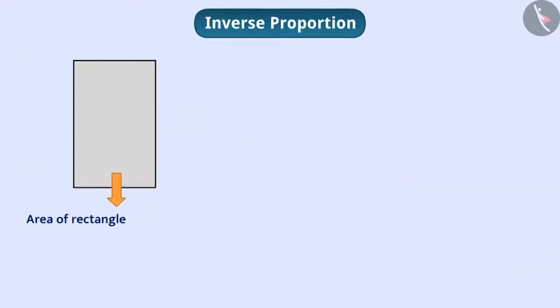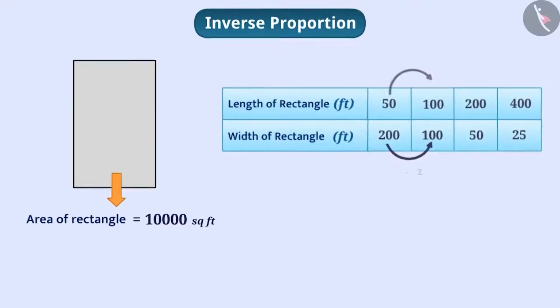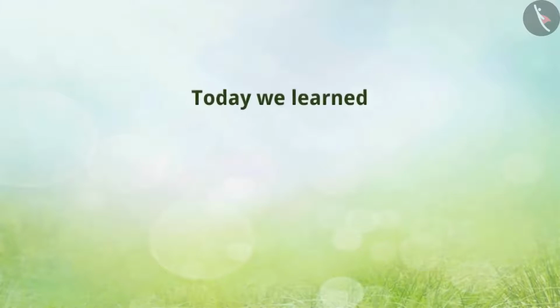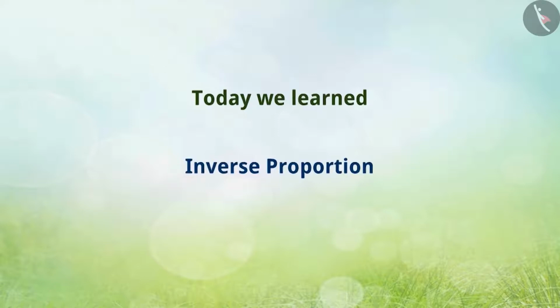When the area of the rectangle is kept constant, there will be a decrease in the proportion of width as the length increases. Therefore, the length and the width of a rectangle with a fixed area are inversely proportional to each other. Similarly, find more situations where the inverse proportionality appears. So today we learned the properties of inverse proportion. In the next video, we will look at some examples related to it.